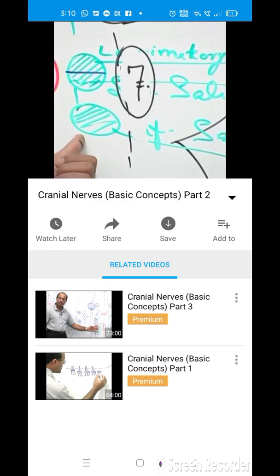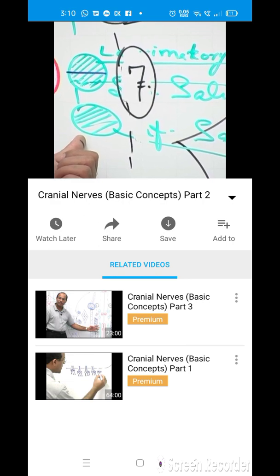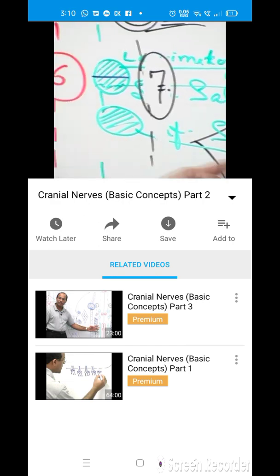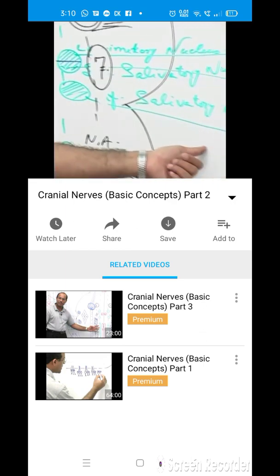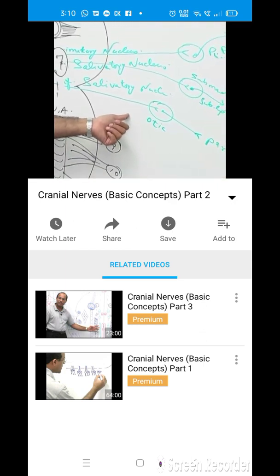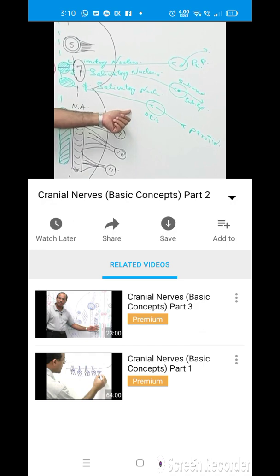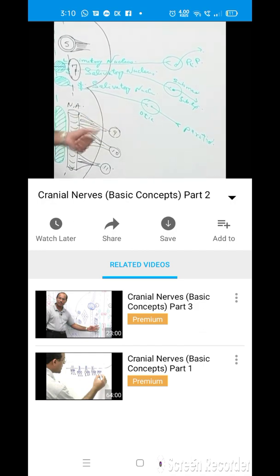Then below this, the next nucleus in the column is inferior salivatory nucleus, which provides fiber to which nerve? Inferior salivatory nucleus. It provides fiber to the 9th nerve, glossopharyngeal, and they will go through the otic ganglion, and through the otic ganglion, of course, you know that these fibers will be provided to the, yes please, parotid gland.